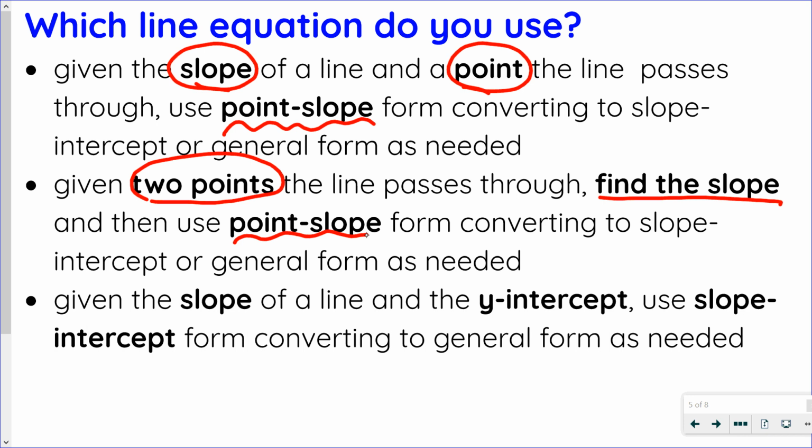If I'm given the slope and the y-intercept, in that case, I am going to use slope-intercept form, and then I can just convert to general form as needed. So really, which equation do you use? Look at what is given. Your two choices are going to be point slope or slope-intercept. From both of those, we've practiced both of those, you can convert it to general form.